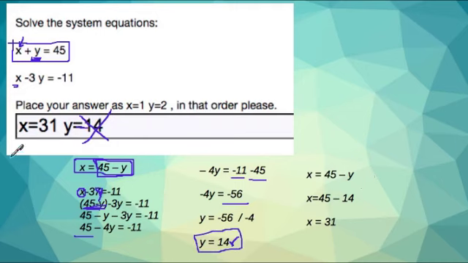What's going to be next? I got to clear for the x. So I got the x right there, 45 minus y. So the y is 14. I got to do 45 minus 14, and that's going to be 31. Well, there you go. We got the answer. 31 plus 14 gives us 45. And if you do it also with this thing, it's going to give us negative 11.